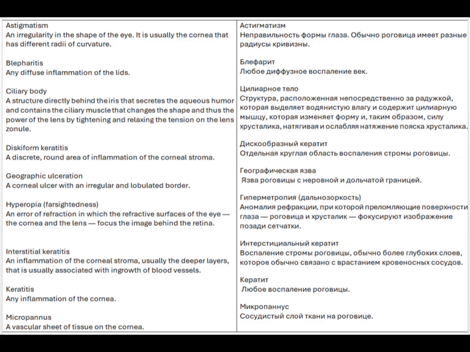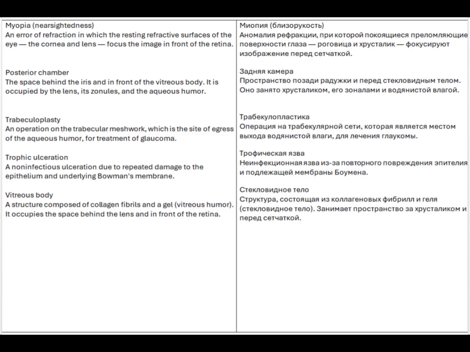Hyperopia, farsightedness. An error of refraction in which the refractive surfaces of the eye, the cornea and the lens, focus the image behind the retina. Interstitial keratitis. An inflammation of the corneal stroma, usually the deeper layers, that is usually associated with ingrowth of blood vessels. Keratitis. Any inflammation of the cornea. Micropannus. A vascular sheet of tissue on the cornea. Myopia, nearsightedness. An error of refraction in which the resting refractive surfaces of the eye, the cornea and lens, focus the image in front of the retina.